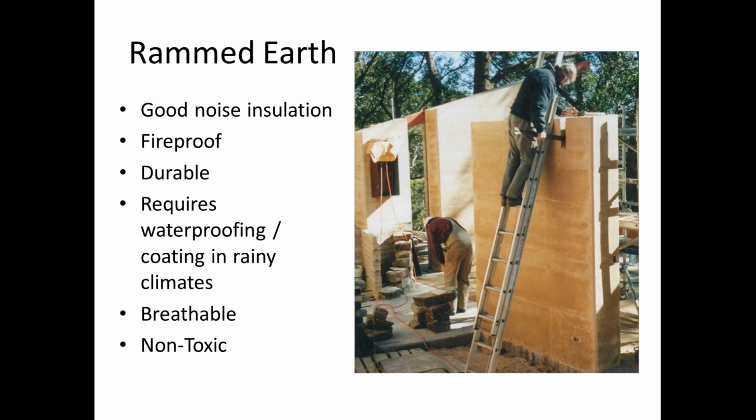It's durable. You saw that picture of the city in Morocco that was built in the 1600s. It's still standing. To make it more durable, it does require a waterproofing or a special coating if you're building in an area with a very rainy or humid climate where the building's going to be exposed to a lot of moisture. But that's a fairly easy surface treatment that can be put on after construction, and that will give those walls a longer life.